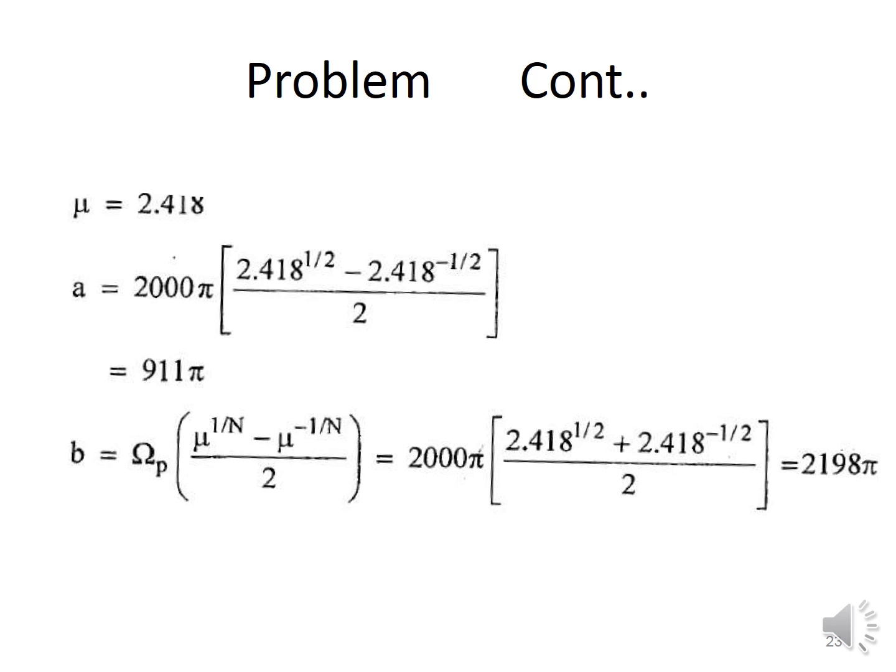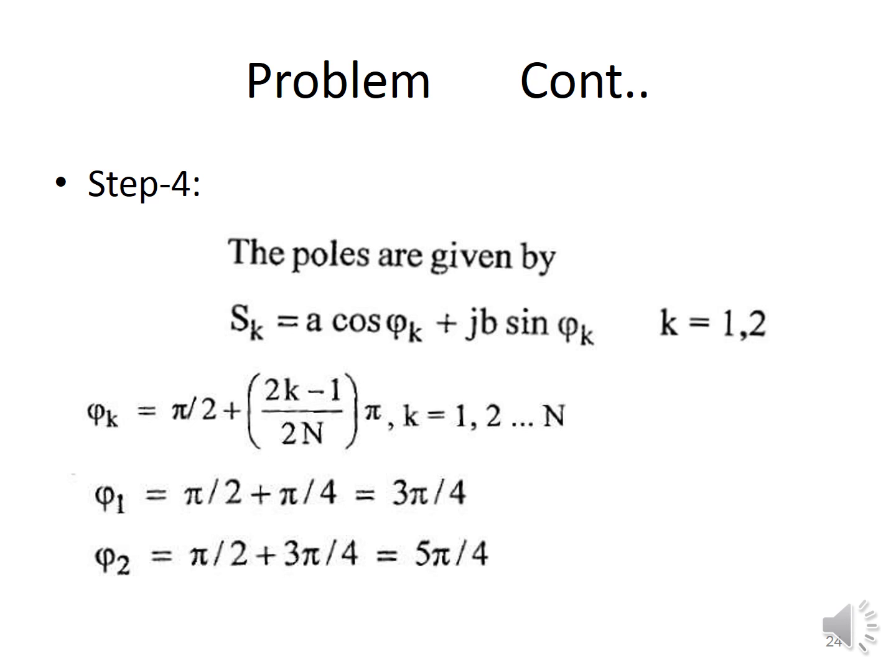Then we calculate the a value by using the mu and epsilon values. So the a value is 911 pi, and then the b will be calculated by the formula omega p times (mu^(1/n) plus mu^(-1/n))/2. By substituting the mu value and omega p value, we get 2198.